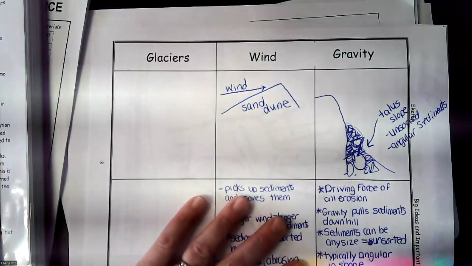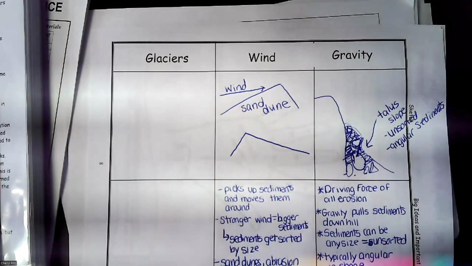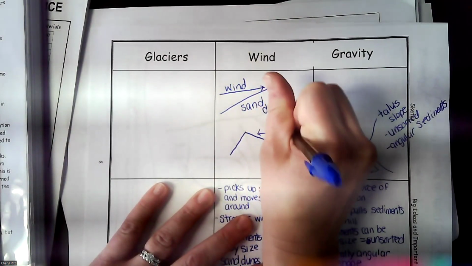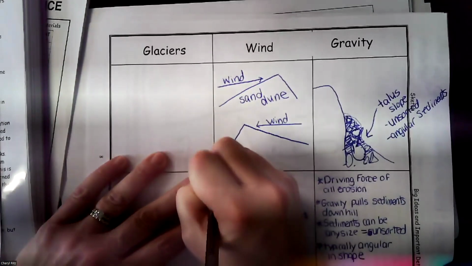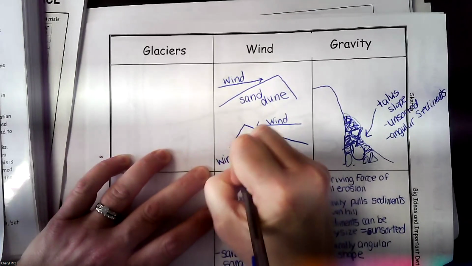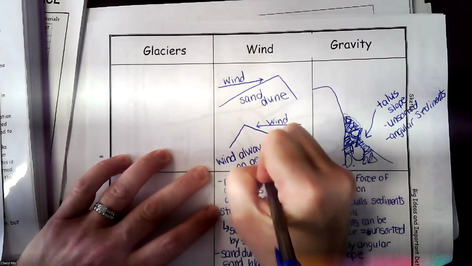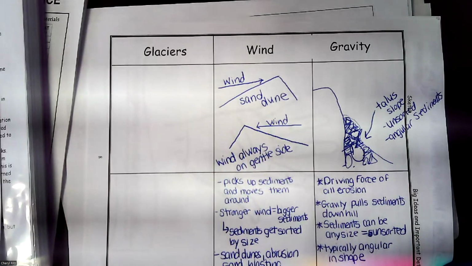I am going to add a second sand dune. What's different about the wind in this case? It's opposite. So don't just get used to them doing the wind going left to right. They can switch it up and make the wind go right to left as well. So wind is always on the gentle side. I'm going to go ahead and add that note. Wind is always on the gentle side.